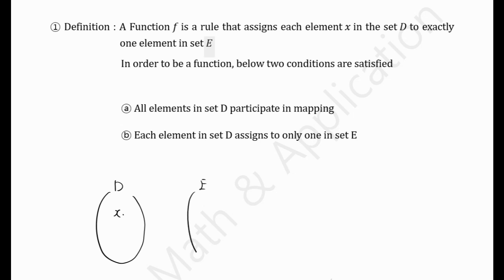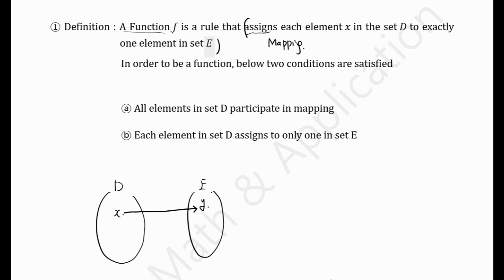We have set E, and we assume the element y in set E. The assign means the mapping. The x is mapping to y. So we call this mapping. This mapping satisfies two conditions, so it is called a function f.